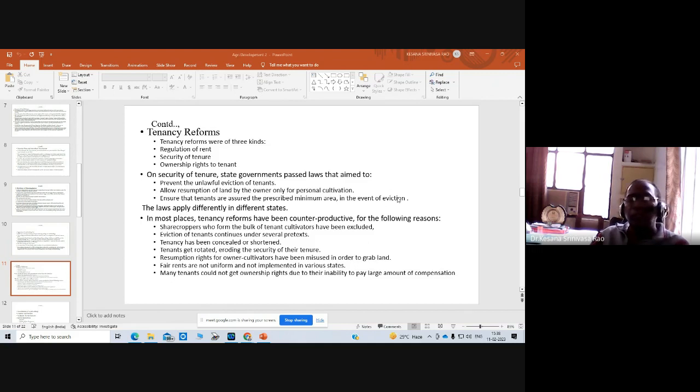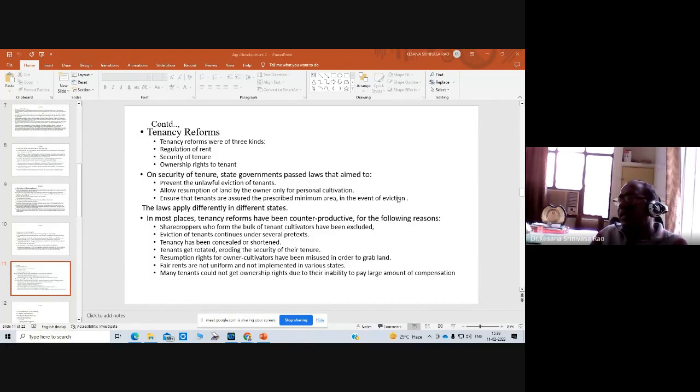That is why regulation of rent is also one of the basic problems. Security of tenure is not there, as I have already told you. Security means that a person continuously cultivates the landowner's land, but it is not like that. If this year he is not in a position to give that much rent, next year the owner can change the tenant. In that way changes keep taking place from time to time.